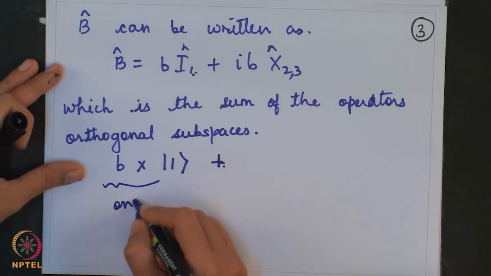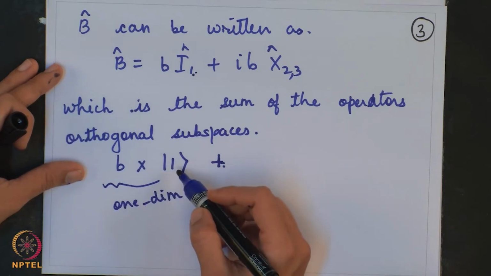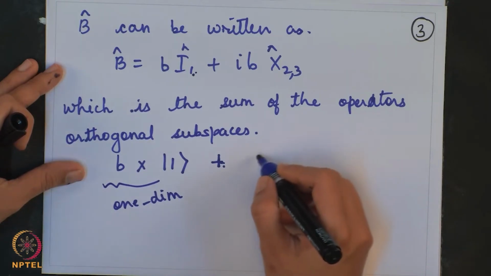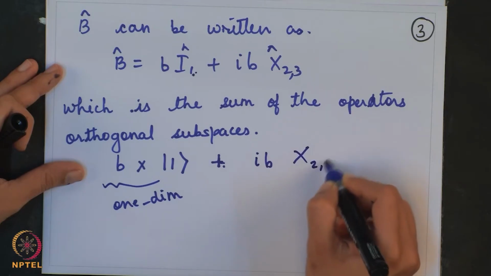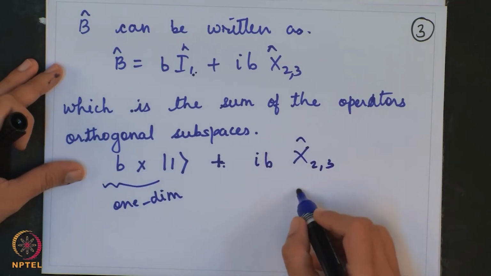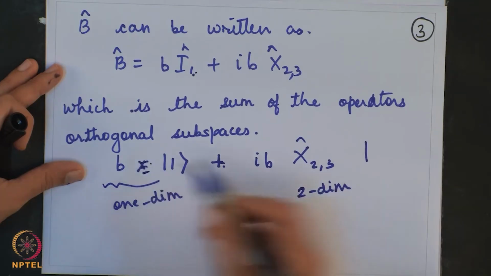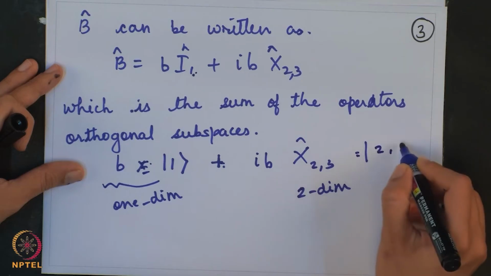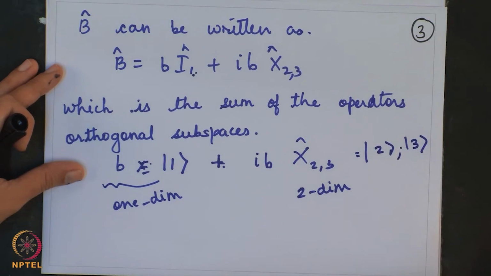This will give me a one dimensional subspace, which is spanned by the eigenket 1, and a 2 dimensional subspace, this is 2, 3. So, this is a 2 dimensional subspace which is spanned by kets 2 and 3. Okay.